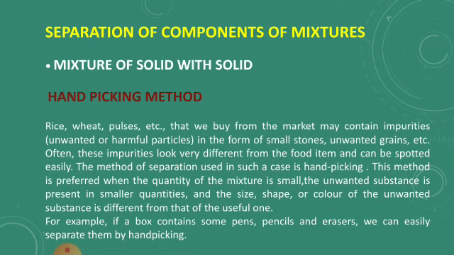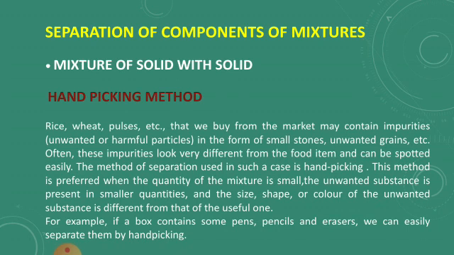First method is the hand picking method. Rice, wheat, pulses that we buy from the market may contain impurities in the form of small stones, unwanted grains, etc. These impurities look very different from the food item and can be spotted easily. The method of separation used in such a case is hand picking. This method is preferred when the quantity of the mixture is small, the unwanted substance is present in smaller quantities, and the size, shape or color of the unwanted substance is different from that of the useful one.